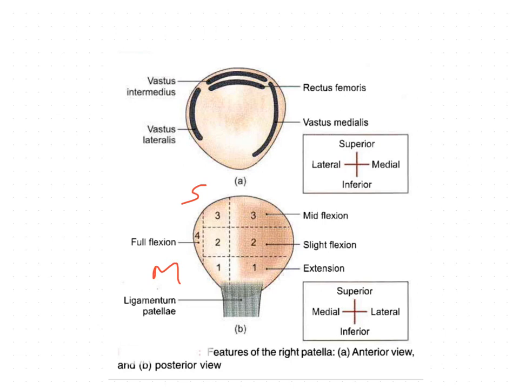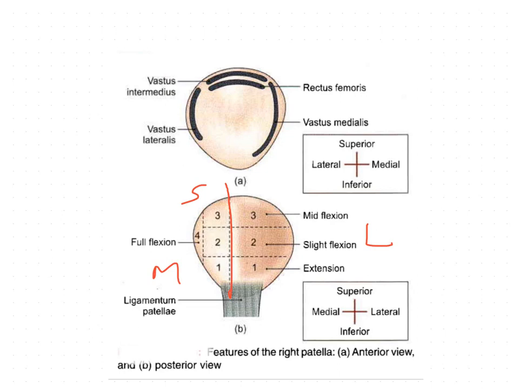Okay, so I have already mentioned that in the posterior aspect, the patella is divided into two facets. One is a larger lateral facet and a medial, smaller facet when compared to the lateral facet, separated by a vertical ridge. And again this medial facet is going to divide into another two parts.